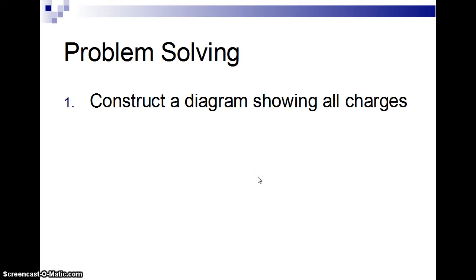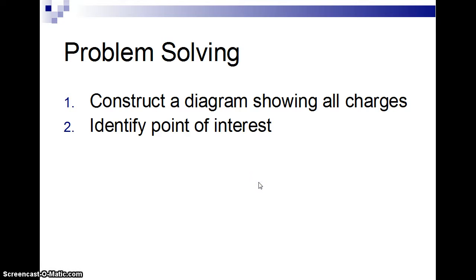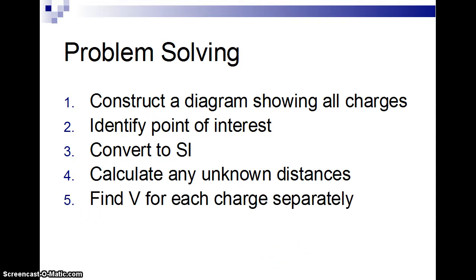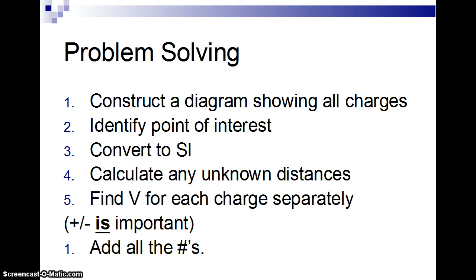Make sure when you're solving these problems, you make a diagram that shows all the charges, identify where it is you're trying to find either the potential or you're moving an object, convert everything to SI units, get rid of all the prefixes, make sure you calculate any unknown distances. Sometimes you'll have to use Pythagorean theorem to find some distance between 2 points. Find the potential for each charge separately. Plus or minus is important. Plus for positive charges, minus for negative charges. And then add all the numbers.